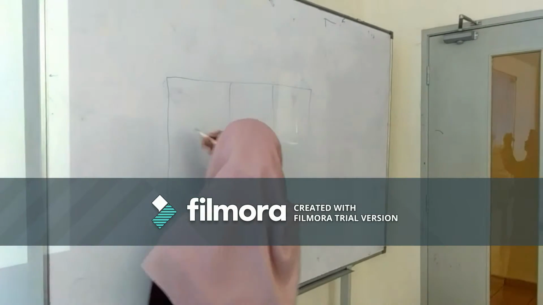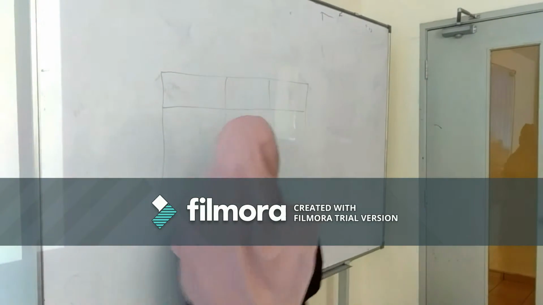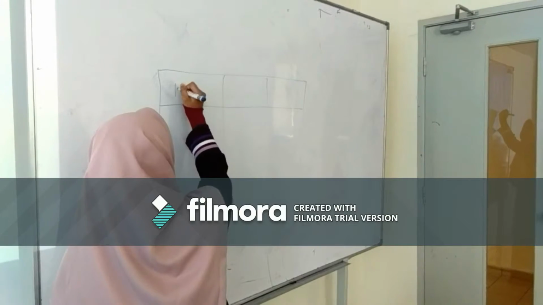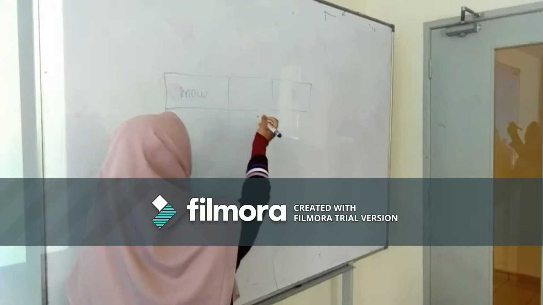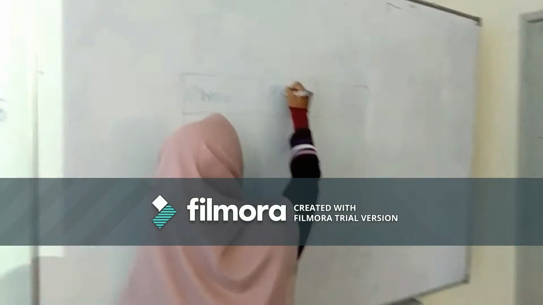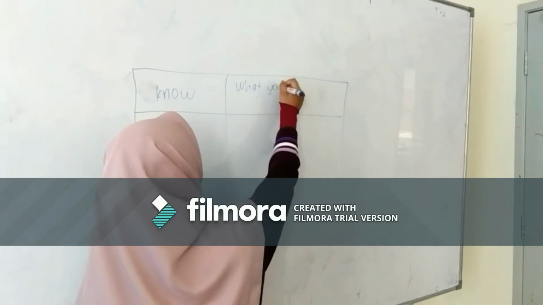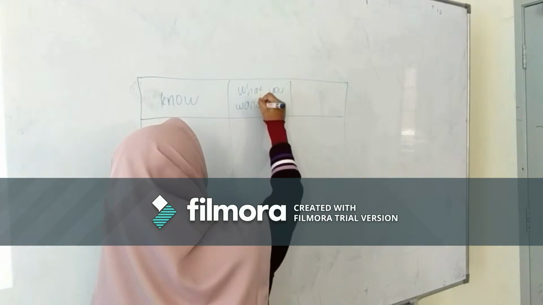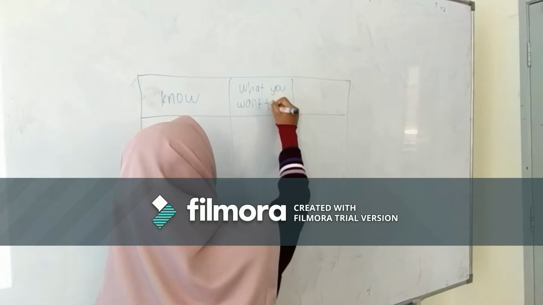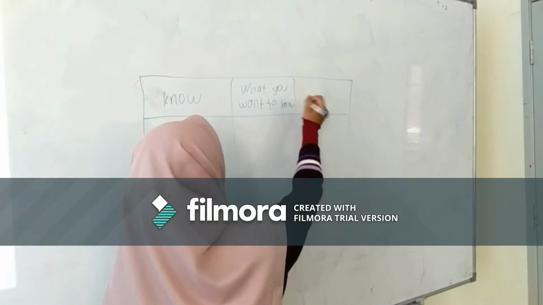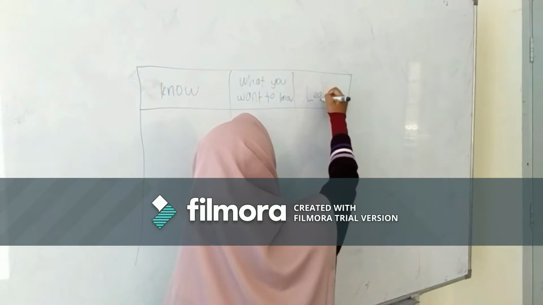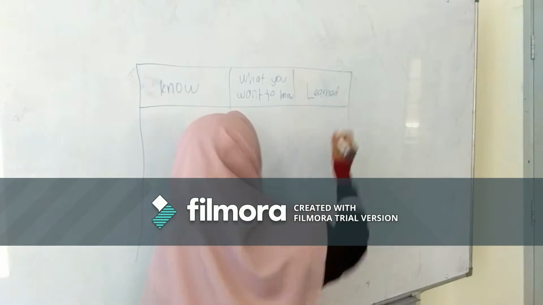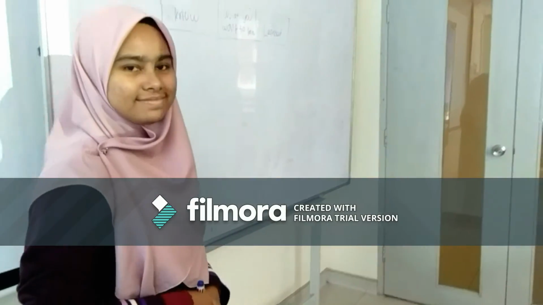Now, construct a table. Have 3 columns. First column is no. Second column is what you want to know. And the third column is learn. I give you 2 minutes to fill it in.